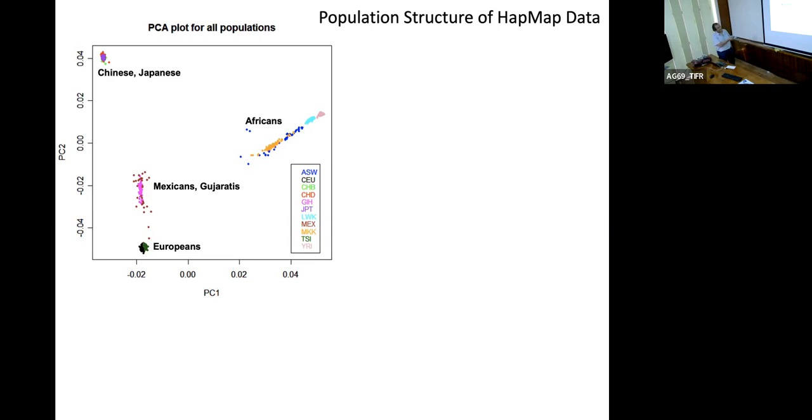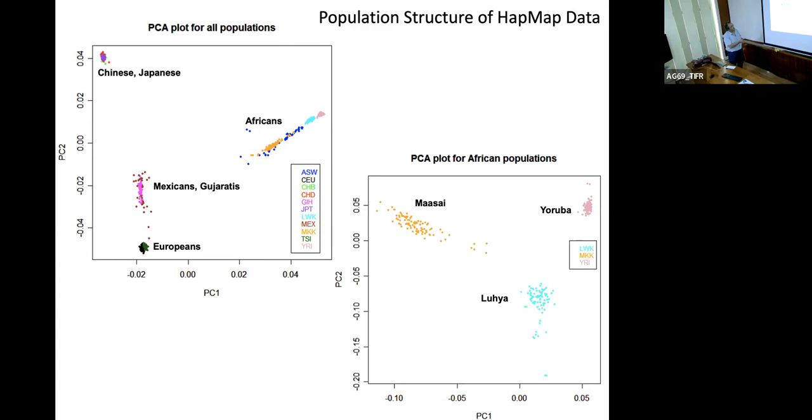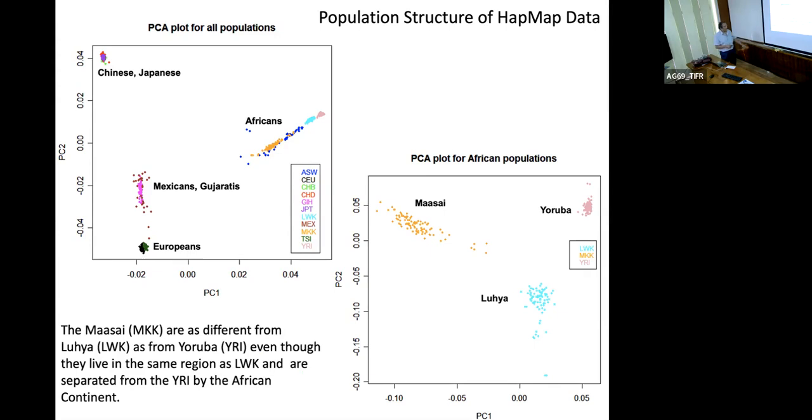Okay. And then if you just take the African samples and cluster them separately, then you can see that the Maasai, the Yoruba, and the Luya are very different. Even though these two live in the same area, and these two are separated by the whole continent. But it means that they are genetically isolated in some sense, each of these. So any polymorphisms you see between them are probably significant for something, not necessarily something that you can predict, but something. Okay, so they are different.